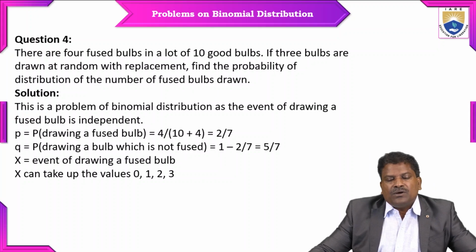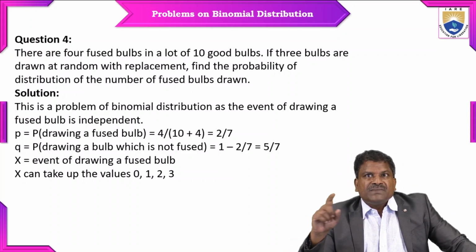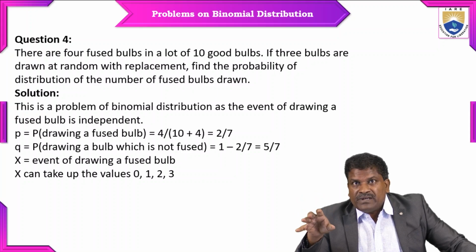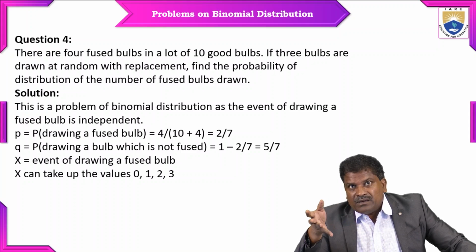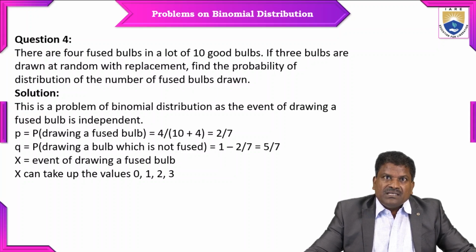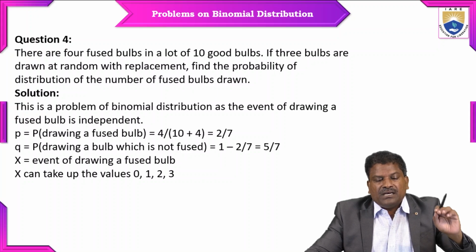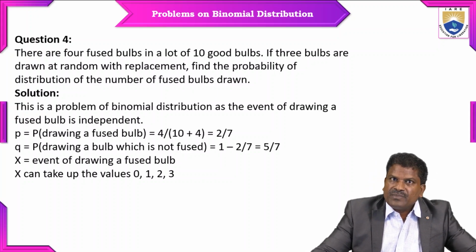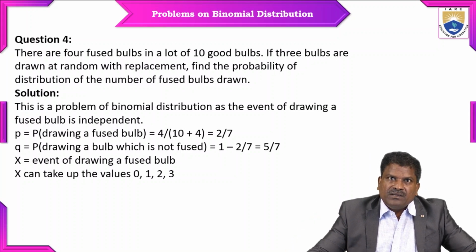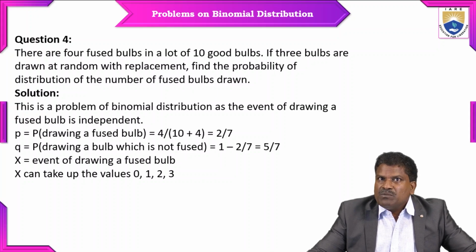So here we have to keep it in mind. It will vary for replacement and non-replacement. For replacement, one type of probability will come. For non-replacement, another type of probability will come. Both are not the same. See, here this problem is nothing but a binomial distribution, as the event of drawing a fused bulb is independent, because only a selected number of bulbs are there, so they are independent.